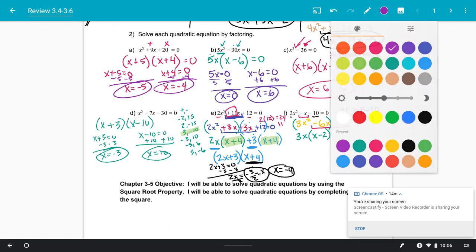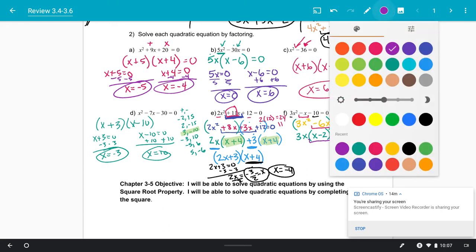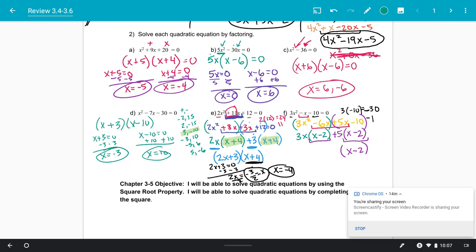And then we do the same thing for this one. So we would pull out a positive 5. 5x divided by 5 is x. Negative 10 divided by 5 is negative 2. Now you see we have the same thing twice. So we're just going to rewrite that one time. And then down below, we're going to have the 3x and the 5.